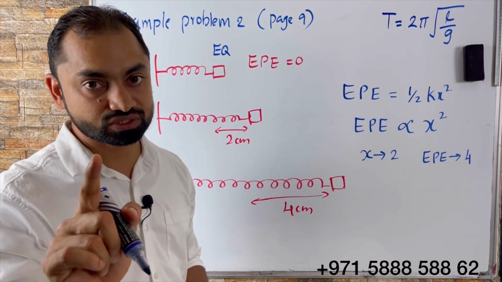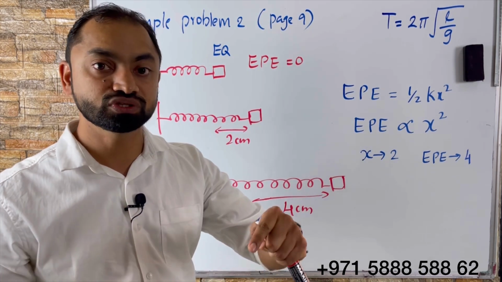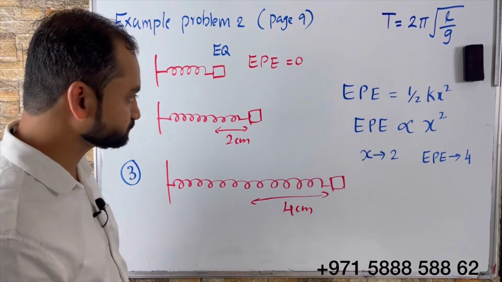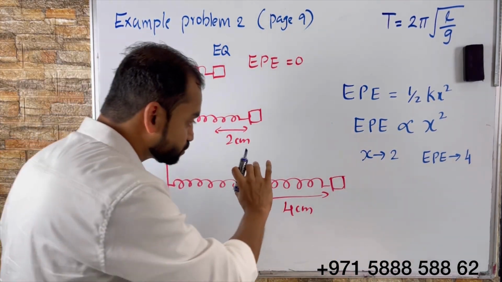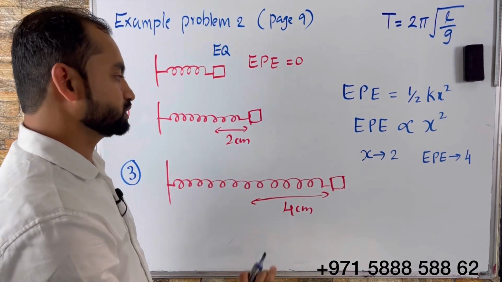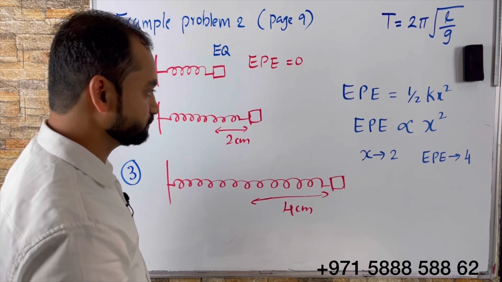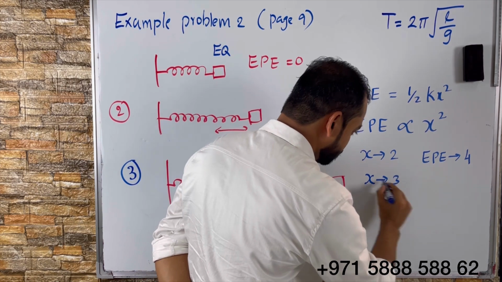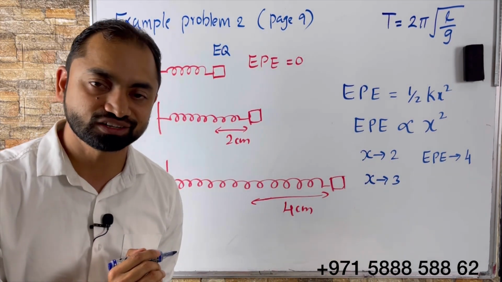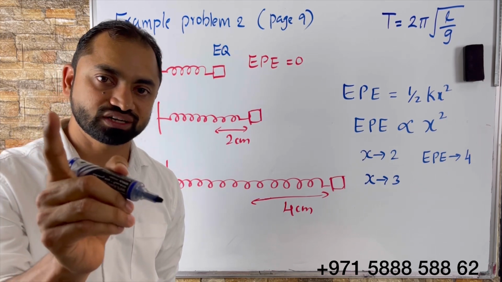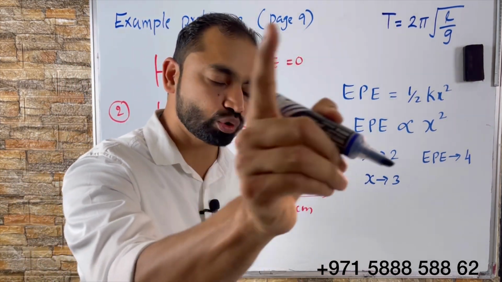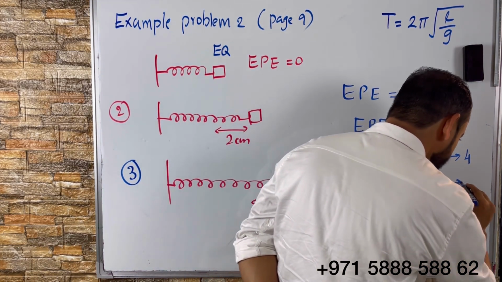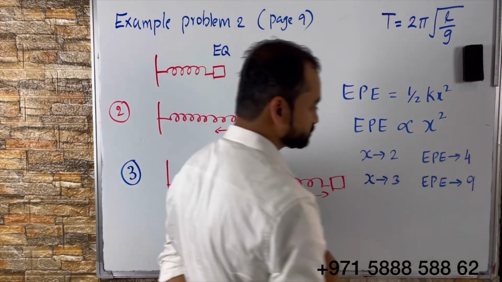Why? Because elastic potential energy depends on the square of the extension, the square of the increase in length, the distance through which we are stretching the spring. So if you increase the length of the spring 3 times, the elastic potential energy will be increased by 3 squared times. What is 3 squared? 3 squared times means 9.